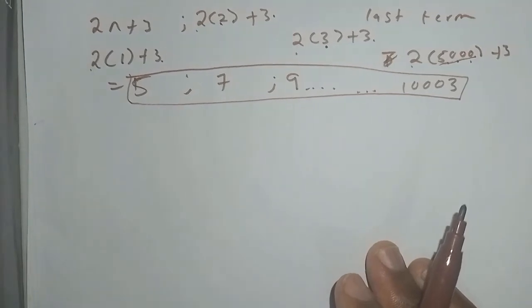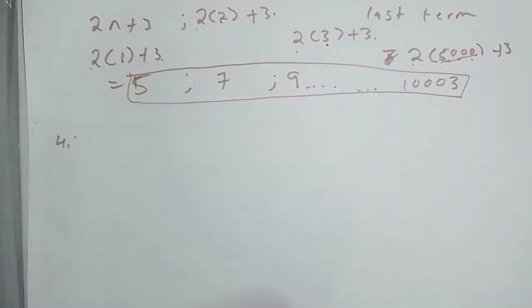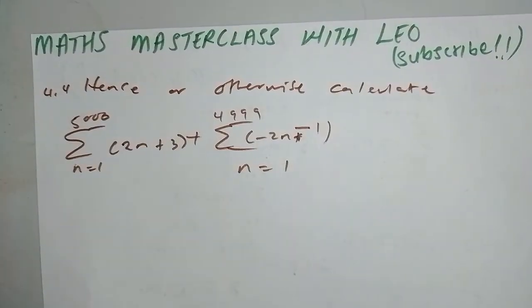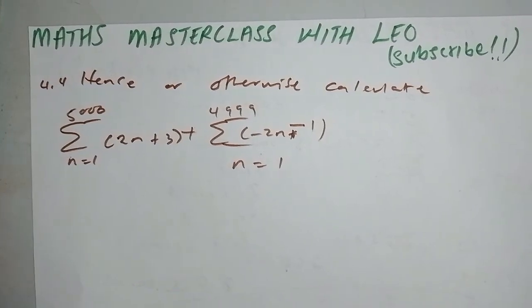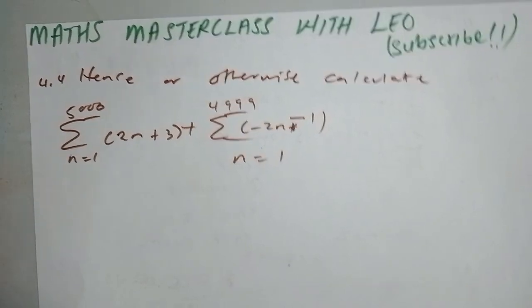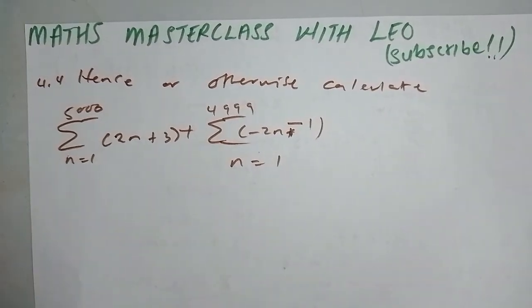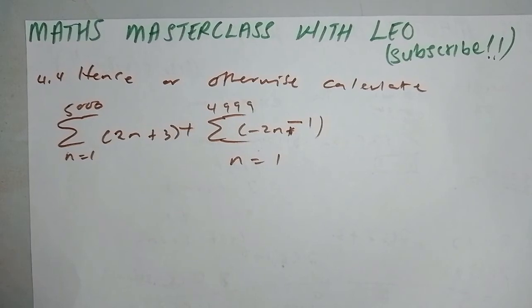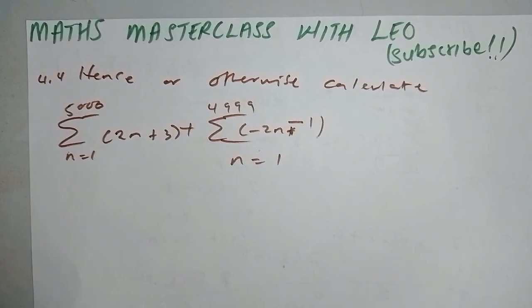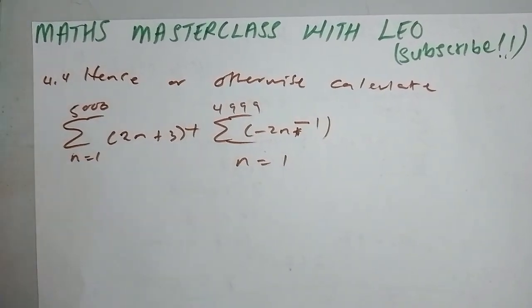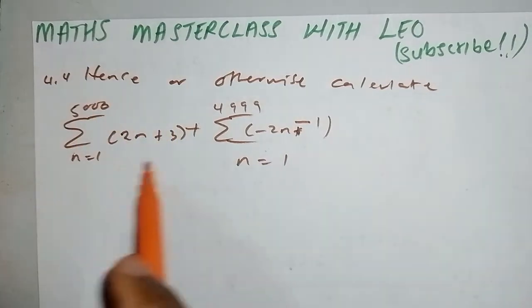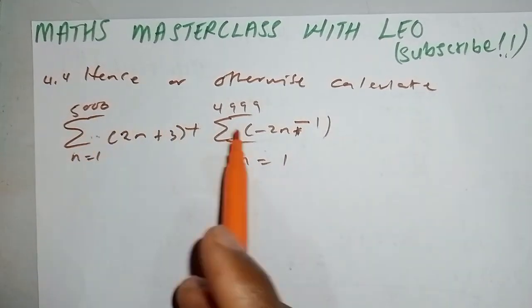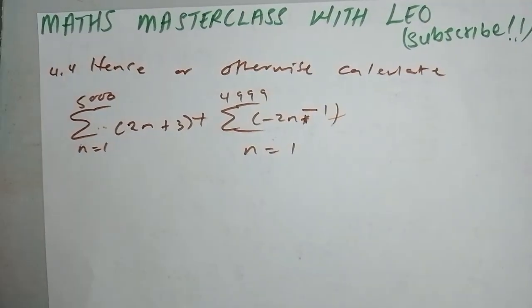It's 4.4. This is the question that I was talking about. They say, from the question that we did, 4.3, where we were expanding, we had to write 3 terms of the sequence and the last term, right? From that question, they say calculate the sum of this, added to the sum of that, right?